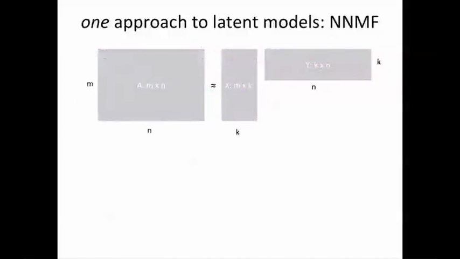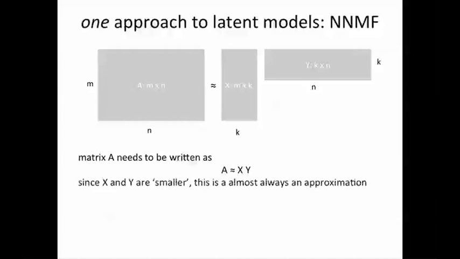So to summarize, we have generalized the problem of latent models to one of finding this factorization, because once we have this factorization, we can think of the X matrix as topics or genres of books, and the Y matrix as roles of people. Now, in order to do such a factorization, the matrix A needs to be written in the form X times Y, but because these are smaller matrices, this is almost always an approximation. So we need some way of deciding what kind of approximation to make.